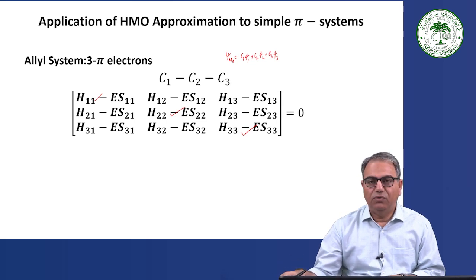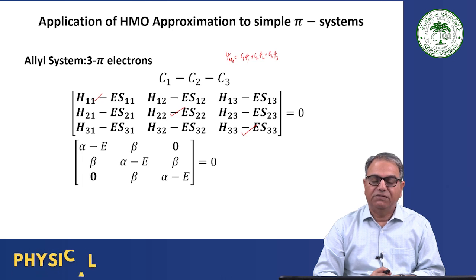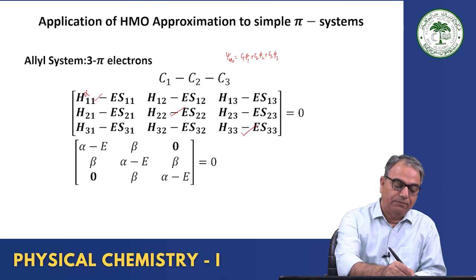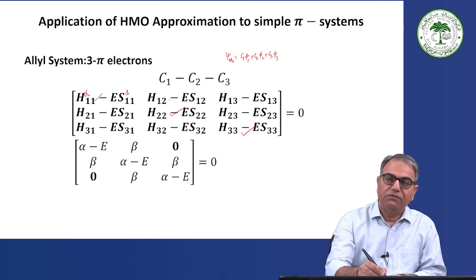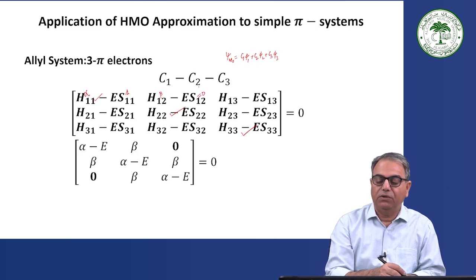This will give you the right kind of determinant which you have to write. Now, using the HMO approximation, you can convert this into alpha and beta form. The first term will be alpha minus E, because H11 is alpha and S11 is equal to 1. H12: both are directly bonded, so it is a beta term. What will S12 be? S12 will be 0, so ES12 will be 0.